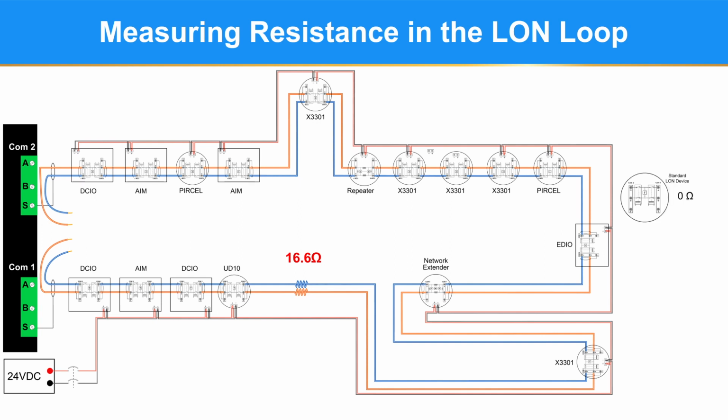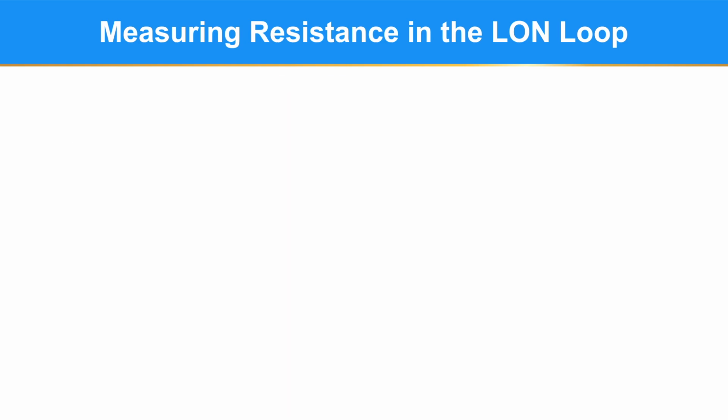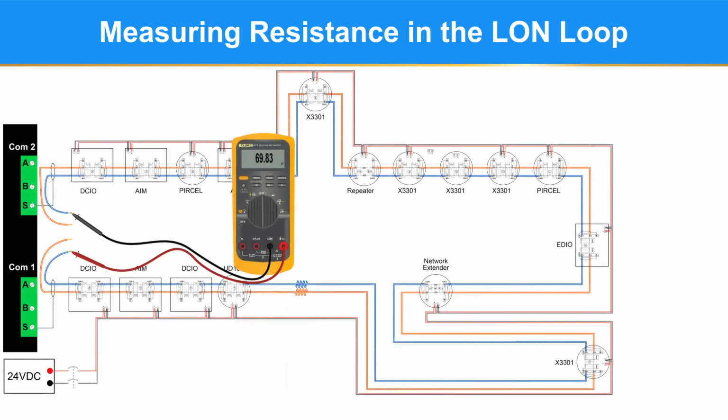Standard devices have LON isolation relays that are de-energized, so they are at 0 ohms. Network extenders and repeaters both ohm out at around 26 ohms each. So with the power removed from the controller and the LON network disconnected at each end, you should check the resistance reading A to A. There is around 16.6 ohms of wire resistance plus 26 ohms for each network extender and repeater. There is one of each, so that is 52 ohms, so I should be reading around 68 ohms. I am actually reading about 70, so that looks good.